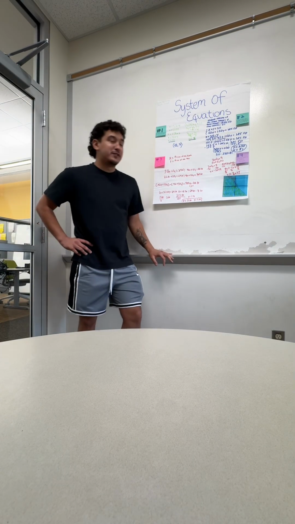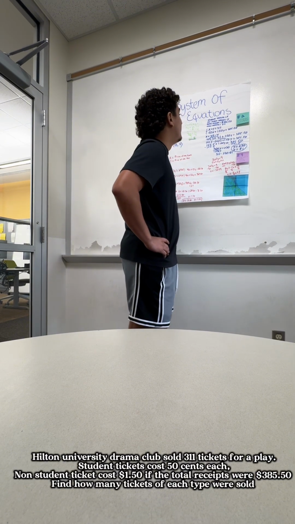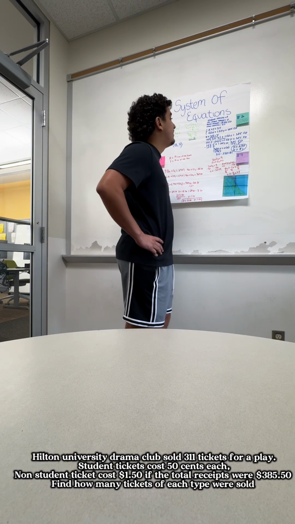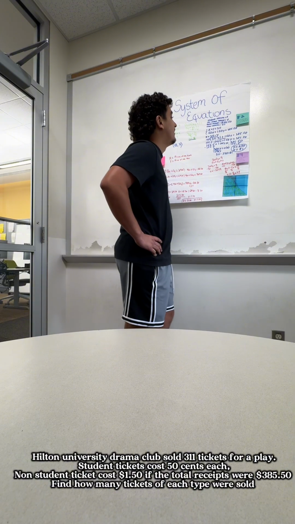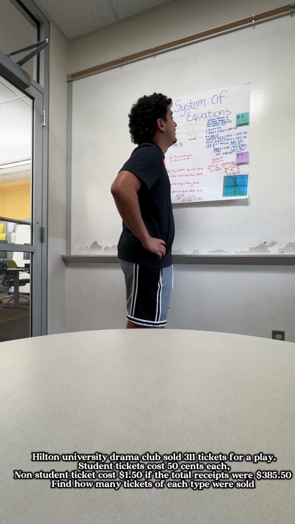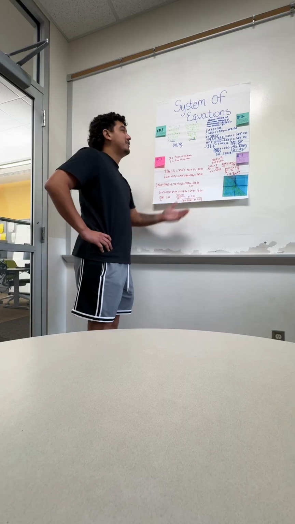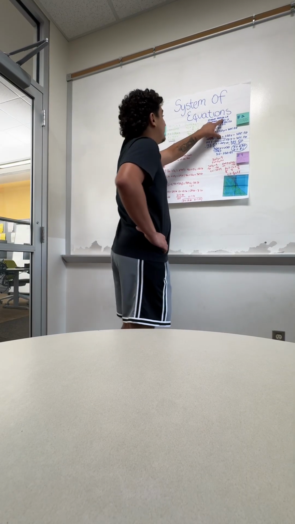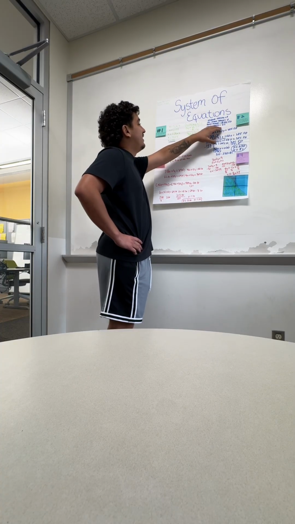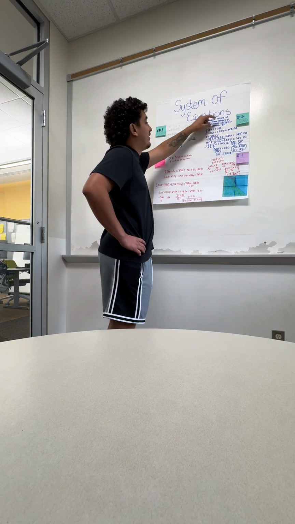Okay, we'll be moving on to question 2. And question 2 states, Hilton University Drama Club sold 311 tickets for a play. Student tickets cost 50 cents each. Non-student tickets cost $1.50 each. If the total receipt were $385.50, find how many tickets of each type were sold. So, analyzing this problem, we can see that student tickets equal x, non-student tickets equal y, total receipt is $385.50, and total tickets sold is 311.